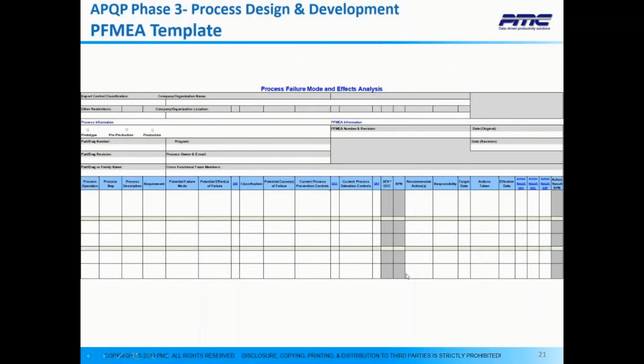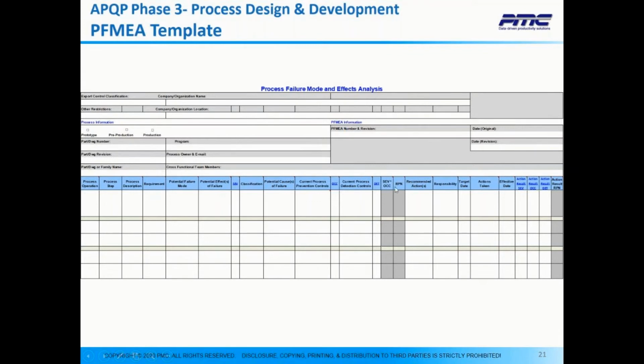This is again one of the templates you can find out there that can be used as a PFMEA. Again, very similar to DFMEA. It starts with the title block, I call it, the overall information about the product itself, and then from the blue and down is the actual form, where it starts with process operation, process step, description, requirement, failure modes, effects of those failure modes, severity rating, classification, potential cause of the failure, current prevention controls, the occurrence rating, current process detection controls, a detection rating, severity times occurrence, which is criticality, and the RPN, risk priority number.